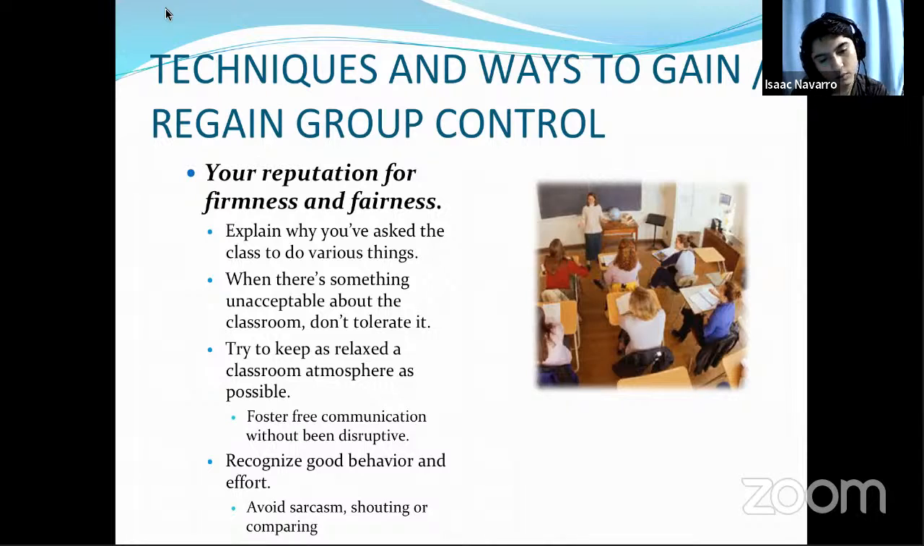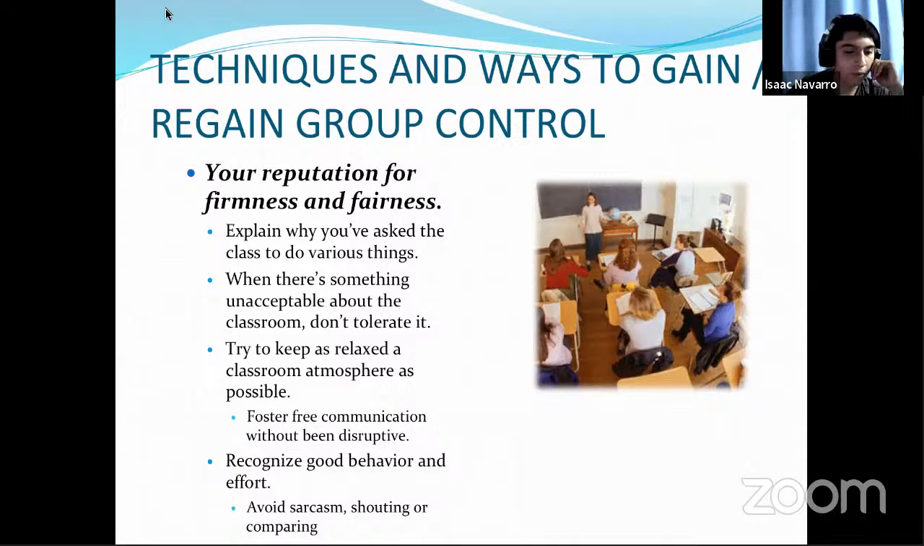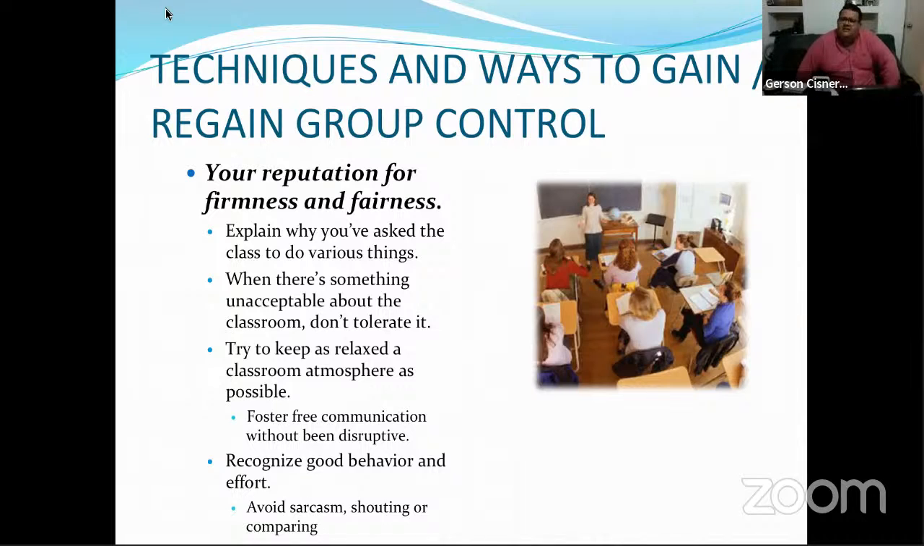Recognize good behavior and effort. Continue. Avoid sarcasm, shouting, or comparing. Very good. Recognize. Repeat, recognize. Okay, so good behavior always needs to be recognized. Así de que, ay, Juanito Pérez, te portaste muy bien, qué bueno. Thank you very much for paying attention, guys.